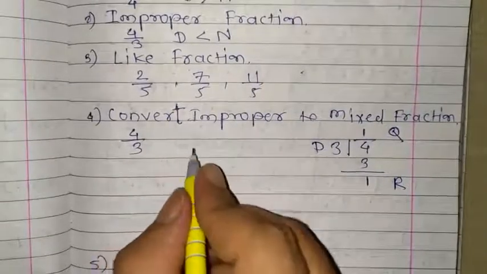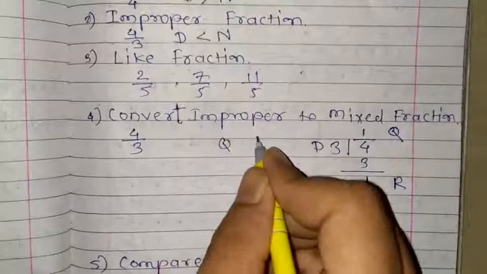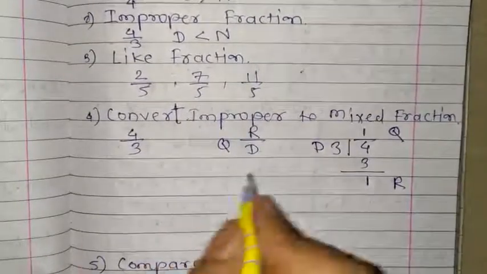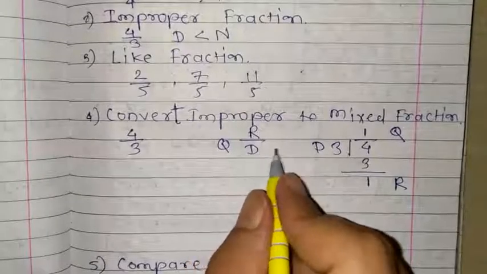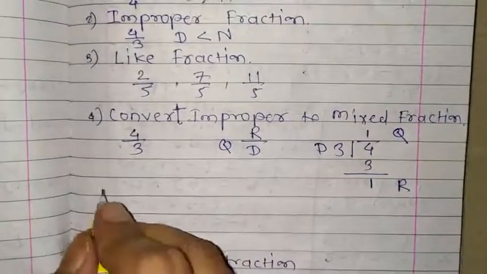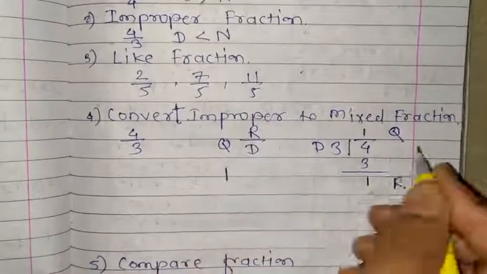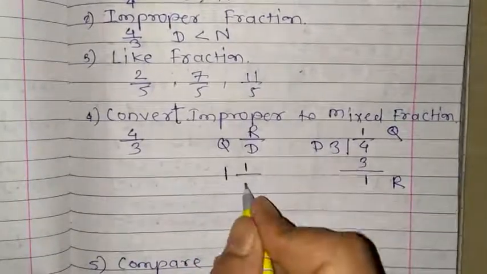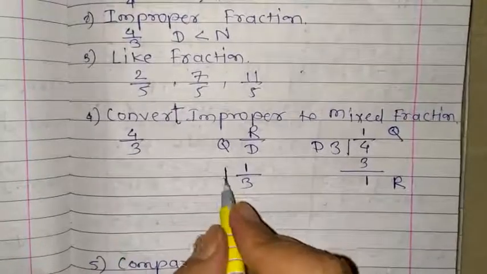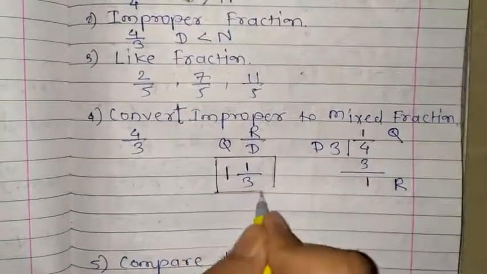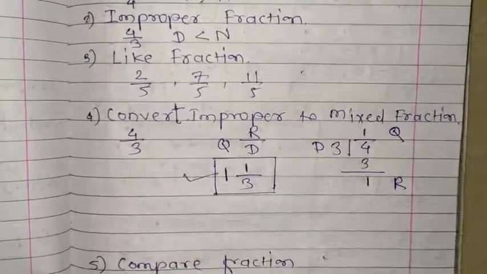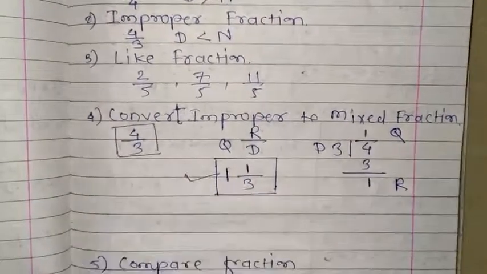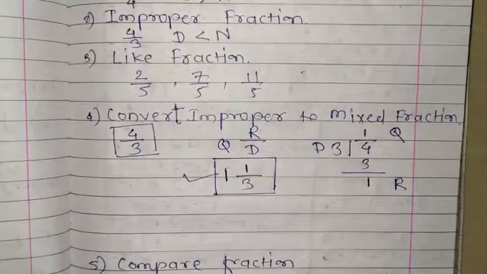So the mixed fraction formula will be quotient, remainder, and its divisor. D stands for downside, it stands for denominator also. First you write 1, that is the quotient, then you write the remainder, then you write its divisor. So the answer is 1 and 1 upon 3. That is known as a mixed fraction, and this is known as an improper fraction because the denominator is smaller.